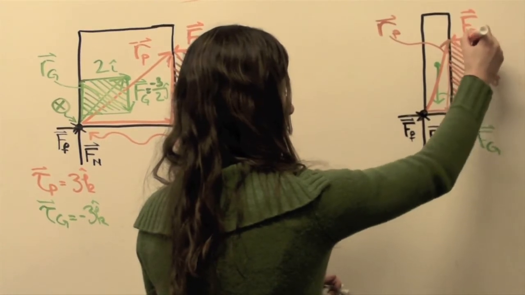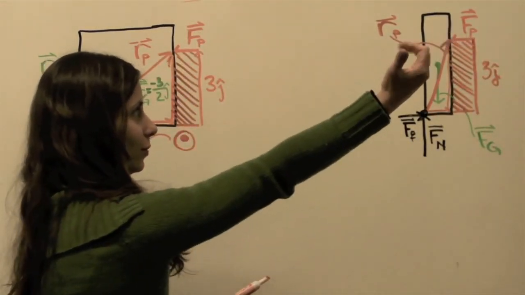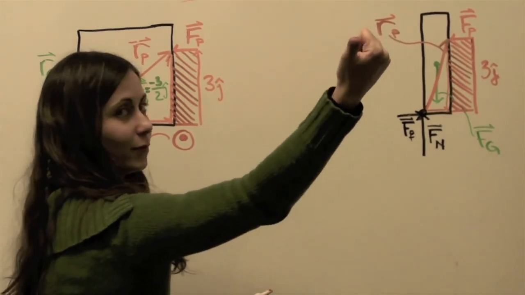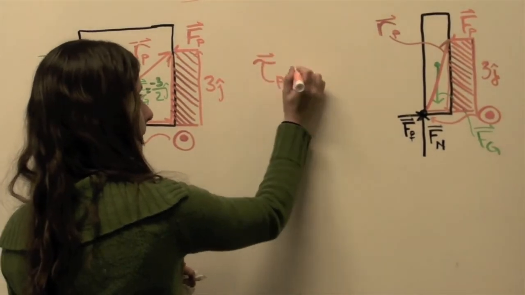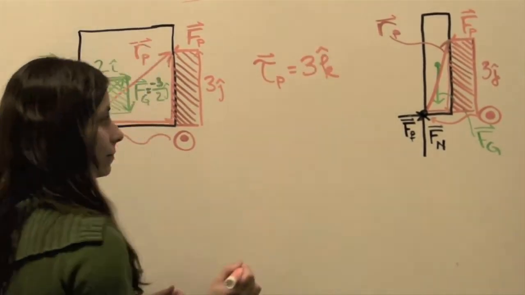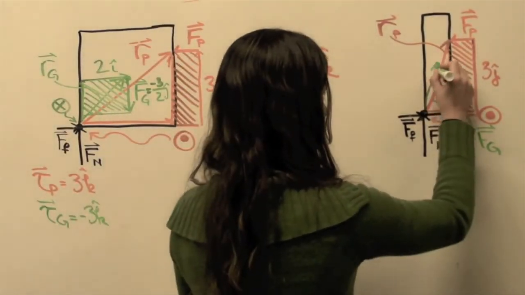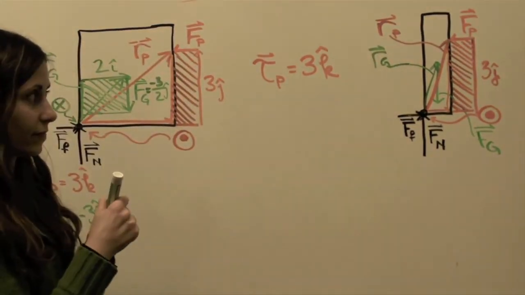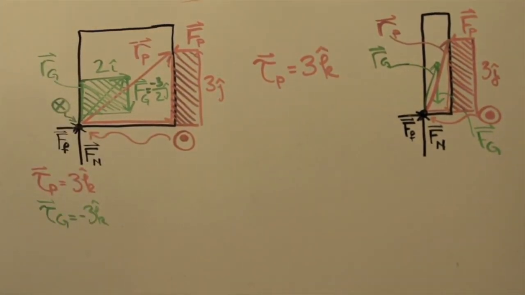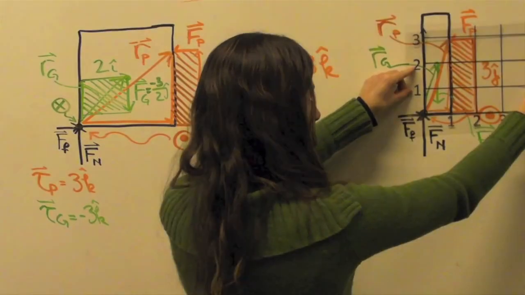In order to find the direction, we use the right-hand rule, point our fingers along r, curl in the direction of F, and our thumb points out of the board, so the direction of the torque is k. Since the magnitude is 3, that tells us the torque due to the push is 3k at the pivot point. Finally, let's find the torque due to gravity. Start by drawing the r vector from the pivot point to the center of mass. Now let's decompose this vector into its x and y components. We leave this as an exercise to you, using the coordinate system shown here.